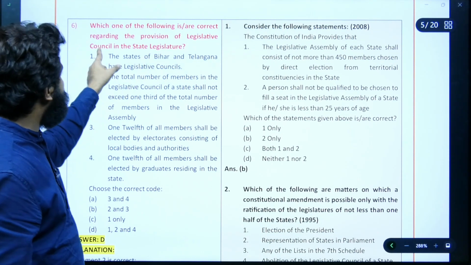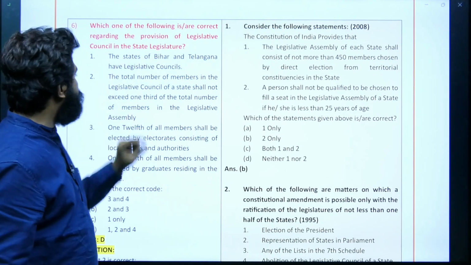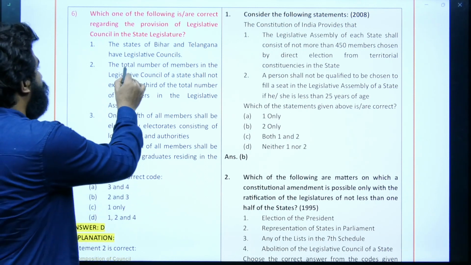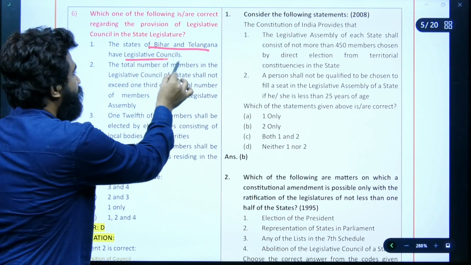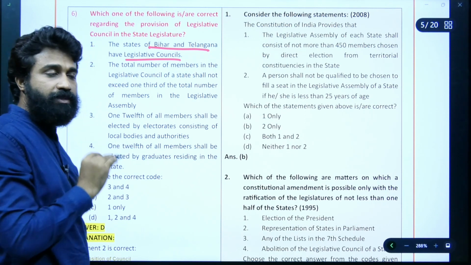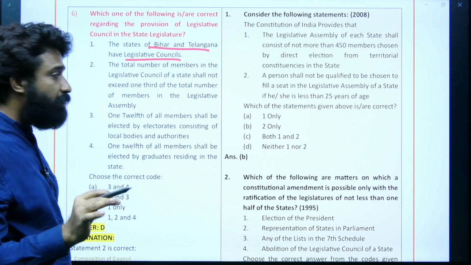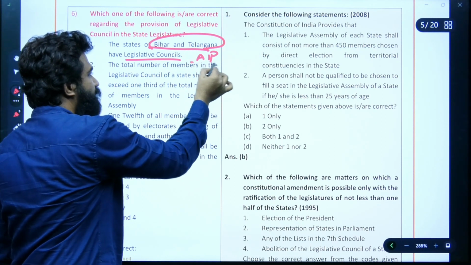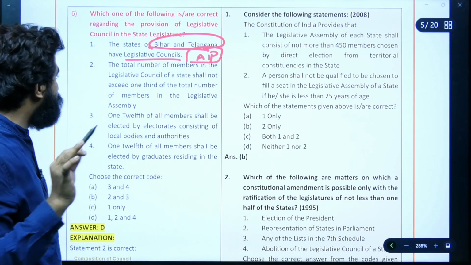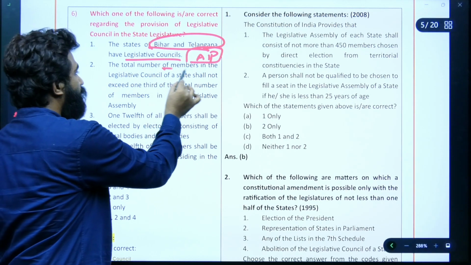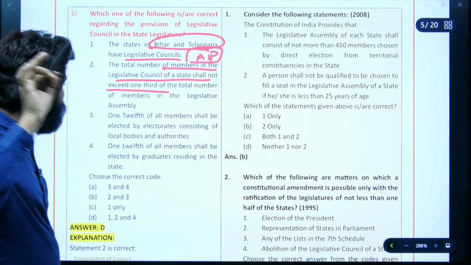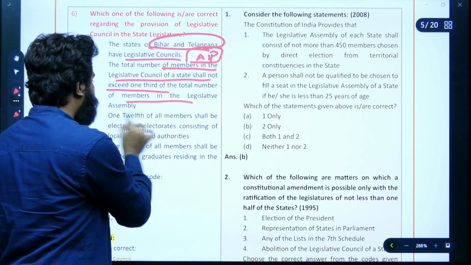Next, the sixth question is about the provision of the state legislative council in the state legislature. Here they are asking about the states, such as Bihar, that have legislative councils. You have to remember the states, that is Bihar, Telangana and AP, which have legislative councils. Also, the total number of members in the legislative council of a state shall not exceed 1/3 of the total number of members in the legislative assembly.